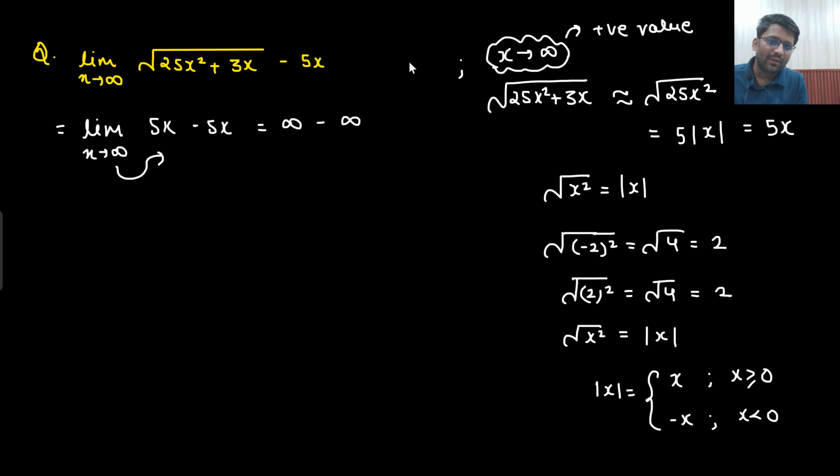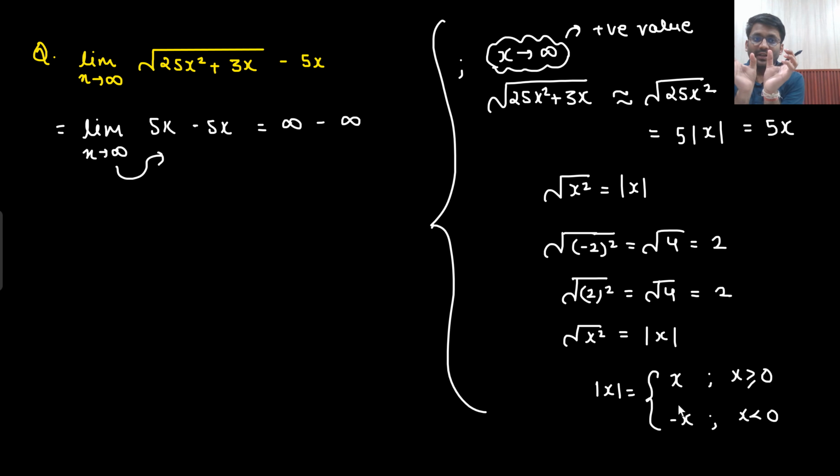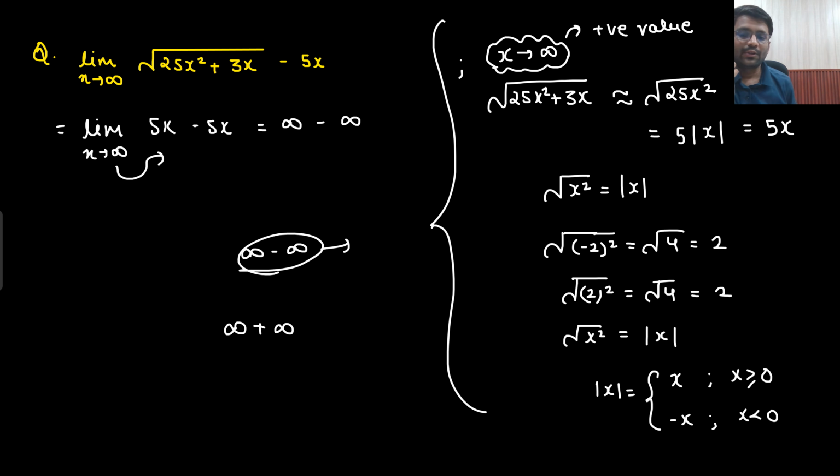Whenever you are applying this scenario, always take care of one thing. If it is becoming a form of very large plus very large, if there was plus here, then there is no concern. But if it is becoming a form of very large minus very large, then you have to be aware. Is that understandable to you or not? So it is becoming an indeterminate form.